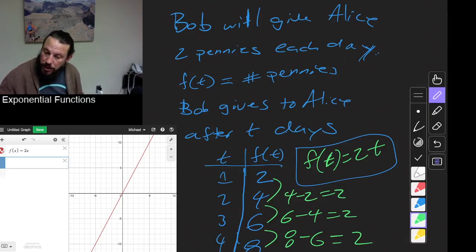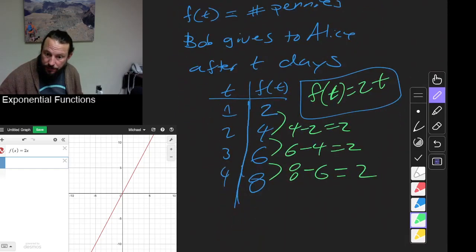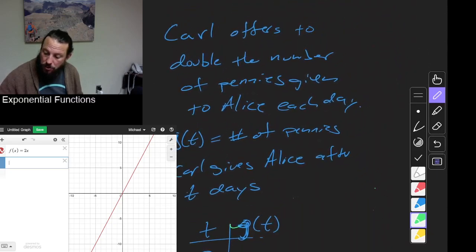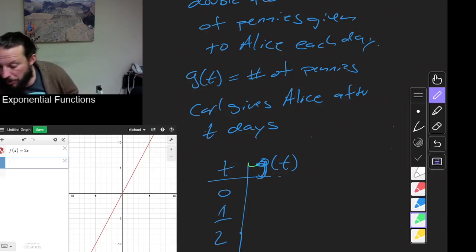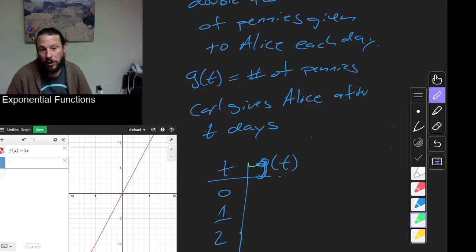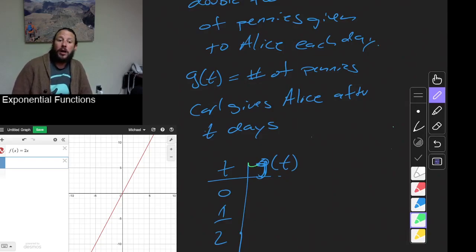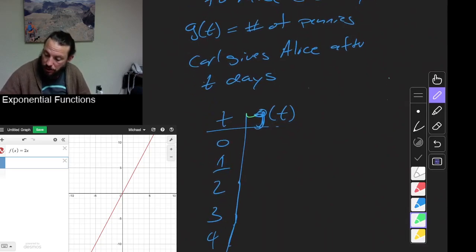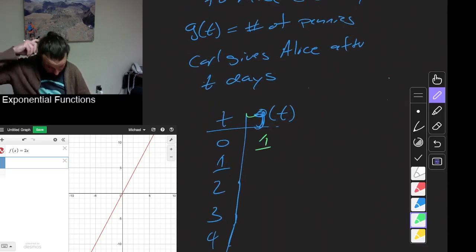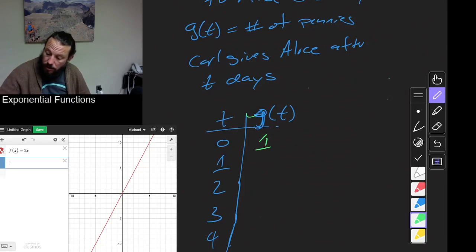Now, exponential functions, on the other hand. Here's a situation that's exponential. Carl offers to double the number of pennies given to Alice each day, where on day 0 she starts with 1 penny. We want to come up with a function. We start on the 0th day with 1 penny, then the next day we double that, that's 2, and the next day we double that, that's 4.